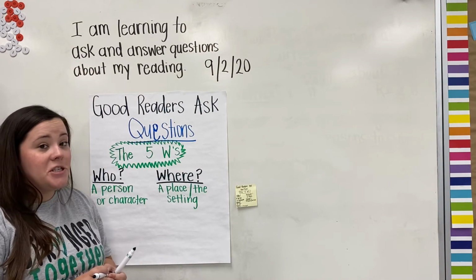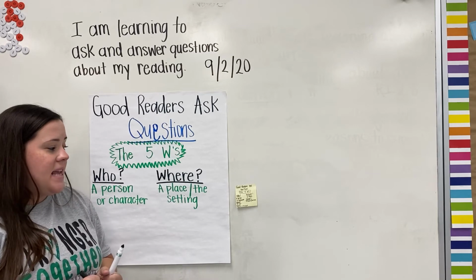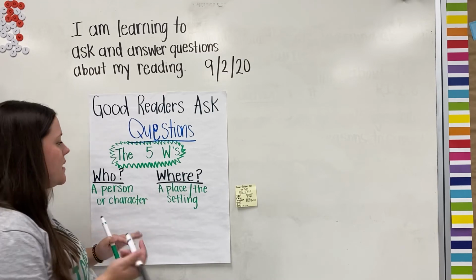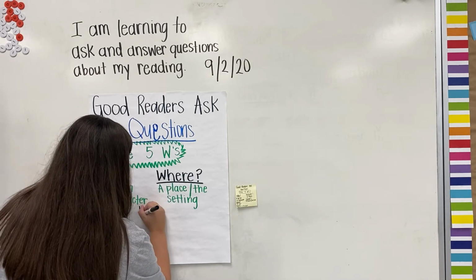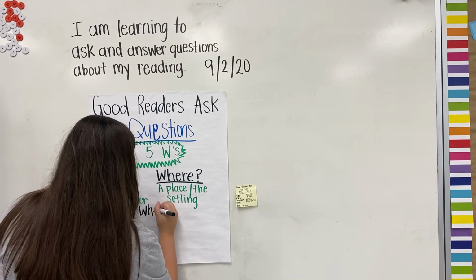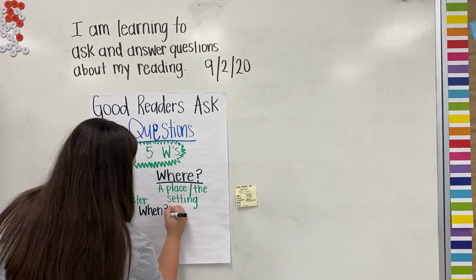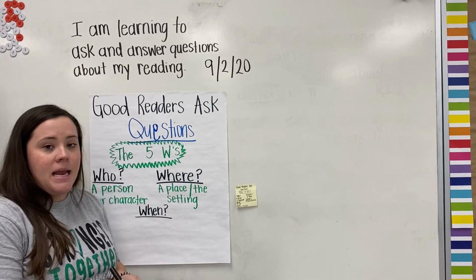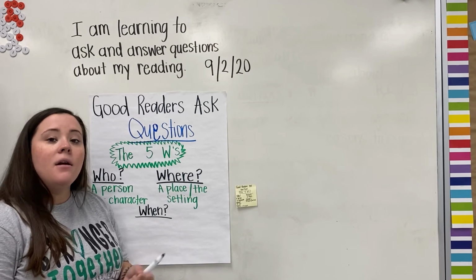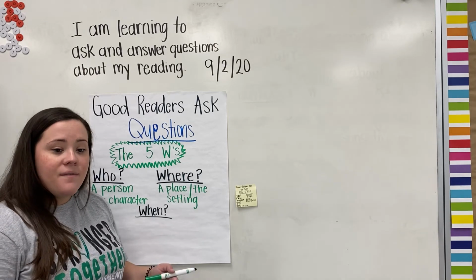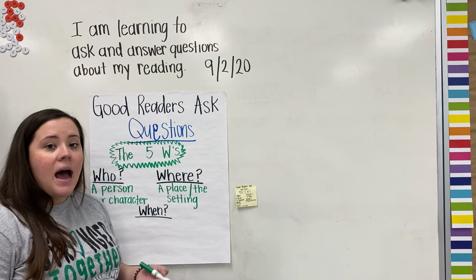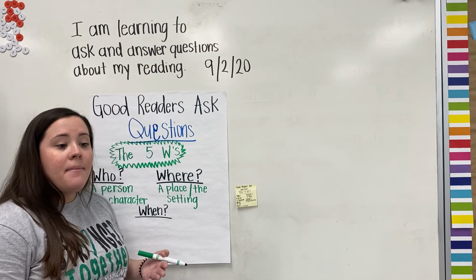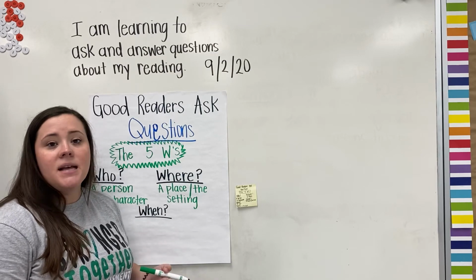Okay, our next question word is going to be, can you guess it? When. So when I think about when, I want you to write the word when. All right. When is my story happening? It might be happening in the morning, the afternoon, the evening, or it could be a specific time period. So maybe it's happening during the Civil War, or maybe it's happening today in the present time.